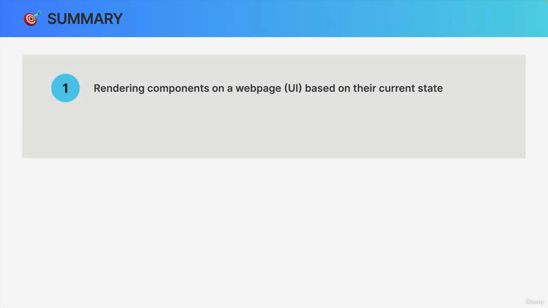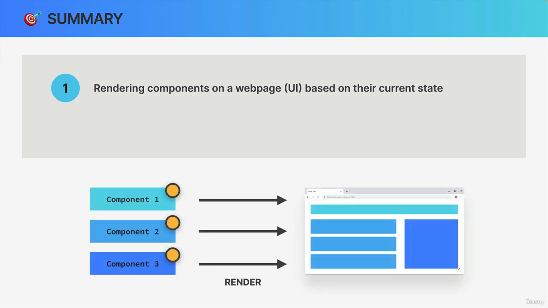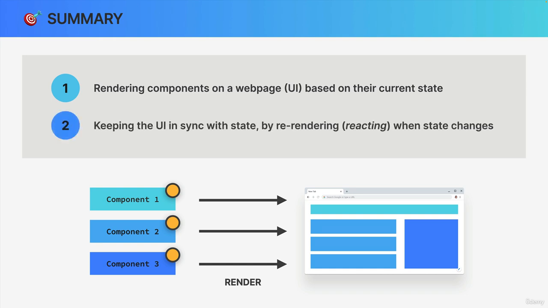Okay, so to summarize, React is really good at two things. First, rendering components on a web page as a user interface based on their current state. And second, React is really good at keeping the user interface in sync with state by re-rendering, or in other words, by reacting when the state of one of the components changes. And as you will see later, React does all this by employing something called a virtual DOM, a fiber tree, one-way data flow, and many other techniques that we will study throughout this course.